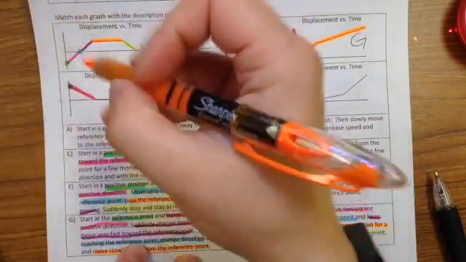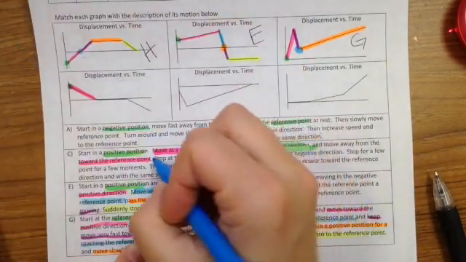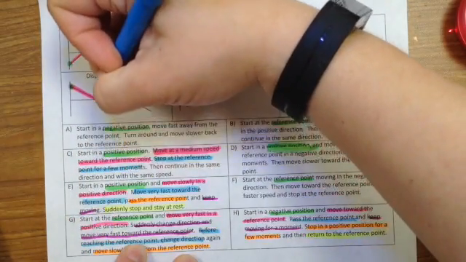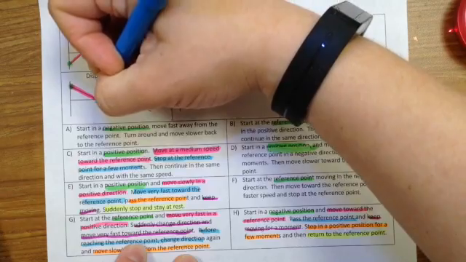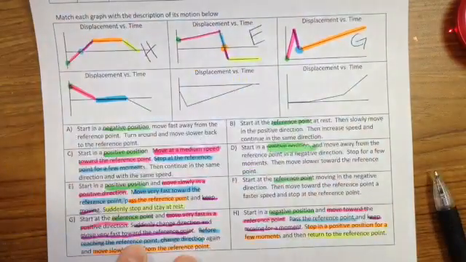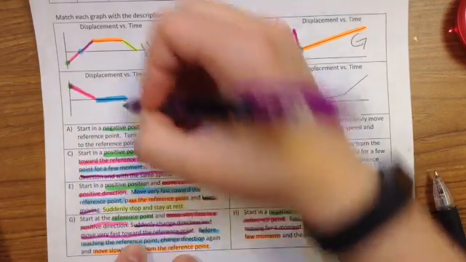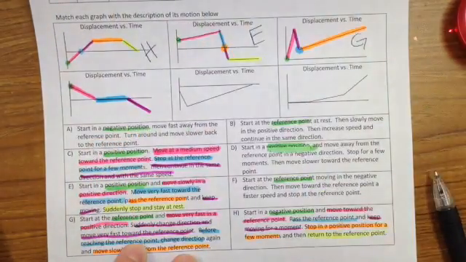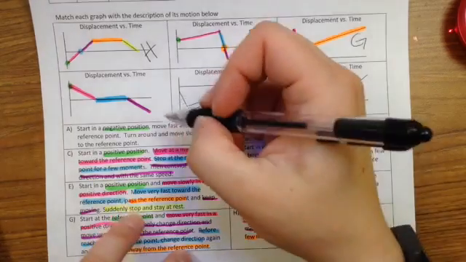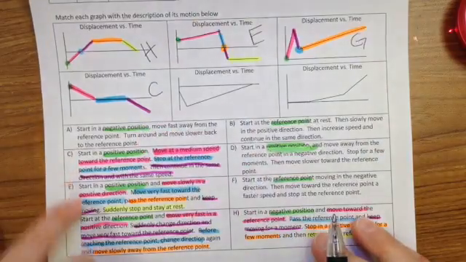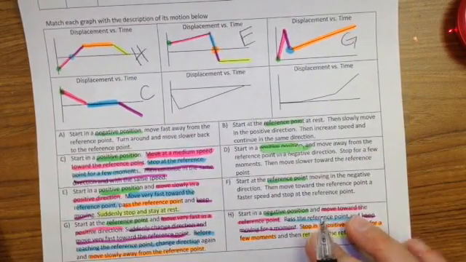And then it says stop at the reference point for a few moments. So that's this section right here. Stopped at the reference point, horizontal along the reference point for a few moments. And then we are going to continue in the same direction with the same speed. That's that section right there. Okay, so that matches graph C. Okay, description C for that graph.